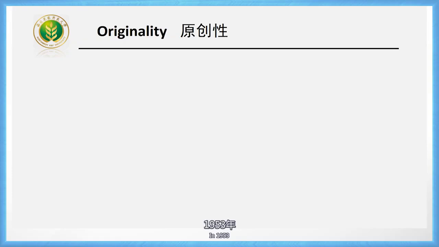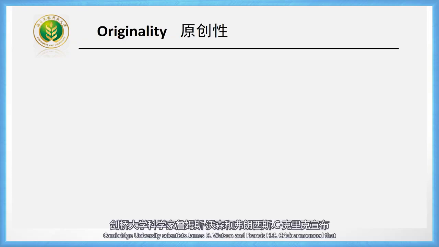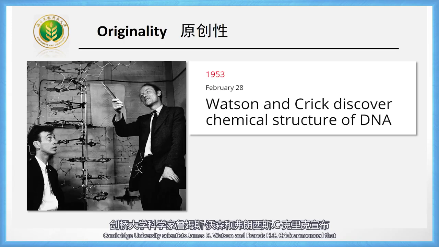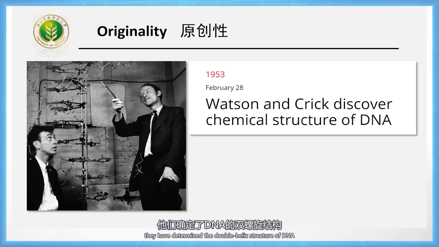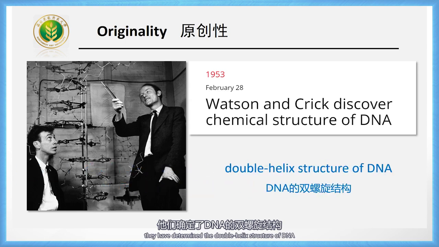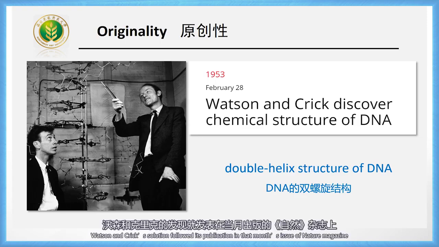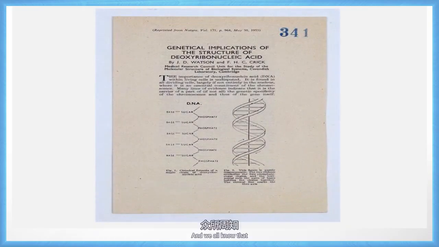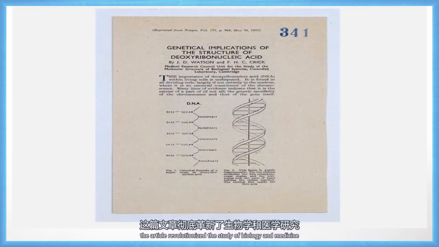In 1953, Cambridge University scientists James Watson and Francis Crick announced that they had determined the double helix structure of DNA, the molecule containing human genes. Watson and Crick's solution followed its publication in that month's issue of Nature magazine, and we all know that this article revolutionized the study of biology and medicine.